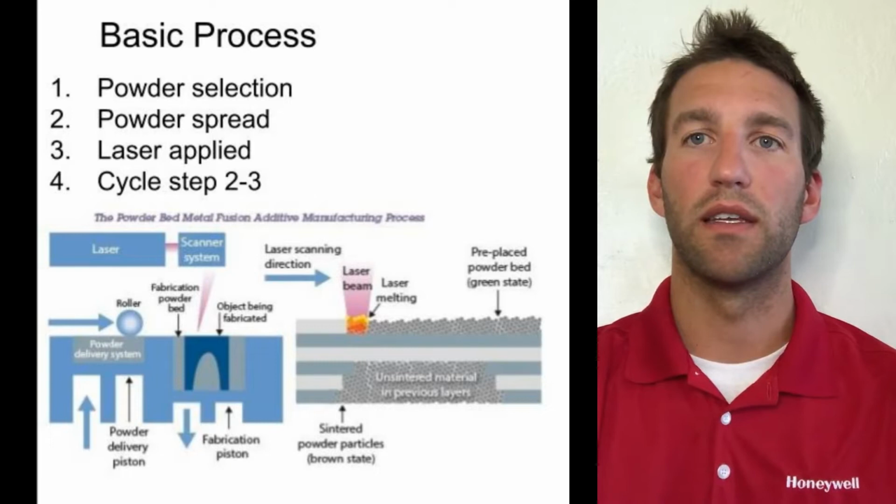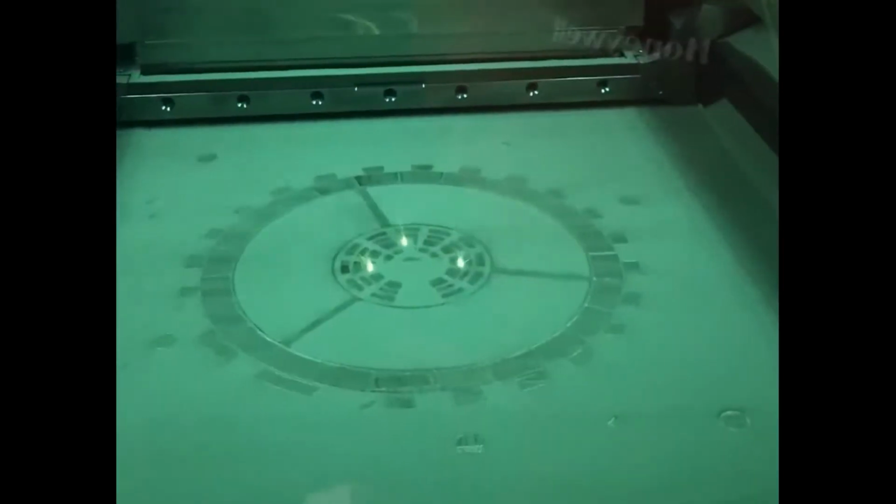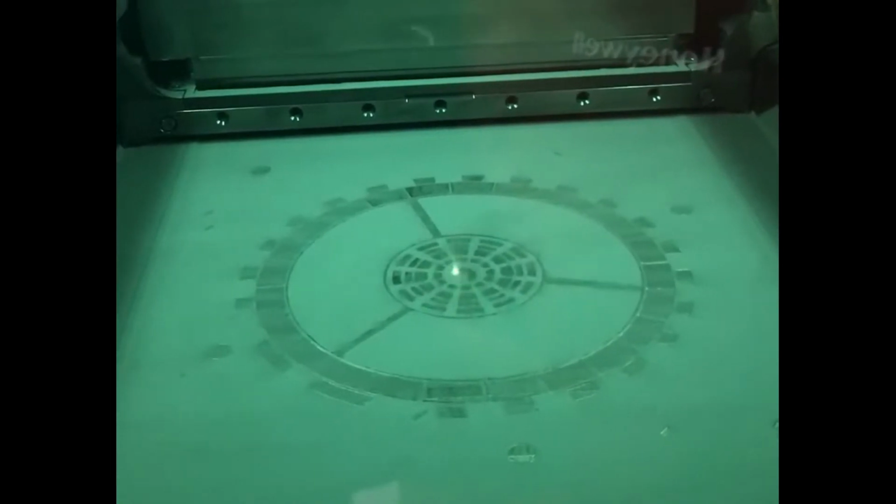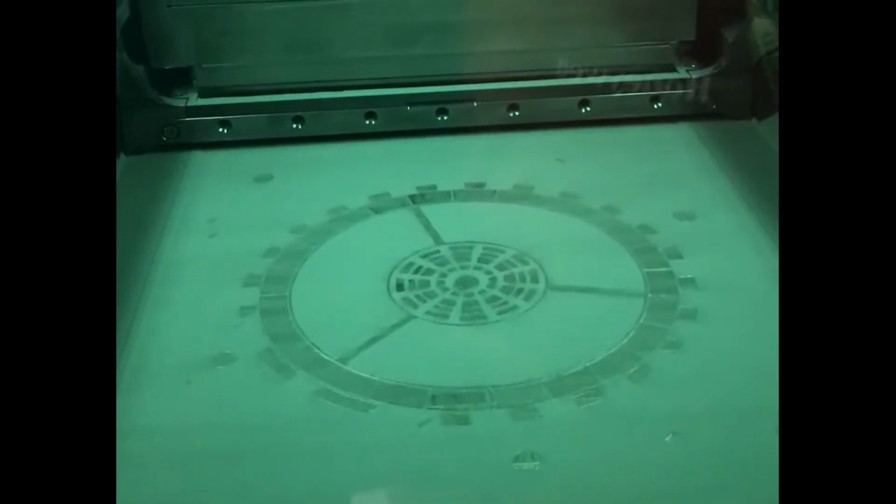Here's a little video to demonstrate this process. The lasers are moving about a thin layer of powder. Once the first layer is completely burned or melted using the laser, then the recoater comes through and lays a fresh, thin layer of powder.